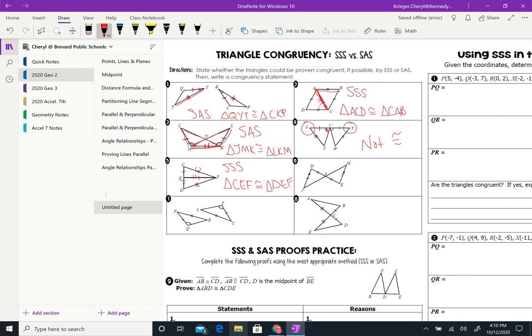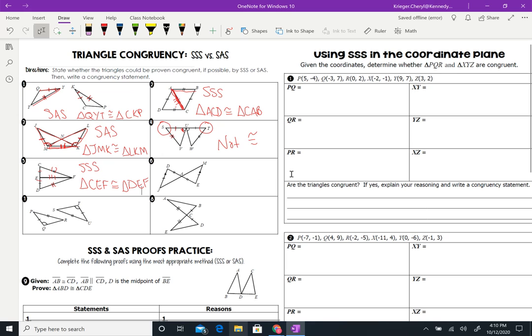Ooh, parallel lines. Oh, I'm pressing buttons by accident. Sorry. Okay, so parallel lines make angle relationships. Parallel lines cut by a transversal. Those are alternate interior angles. So this is side, angle, side. We'll say triangle JDA is congruent to triangle MEA.